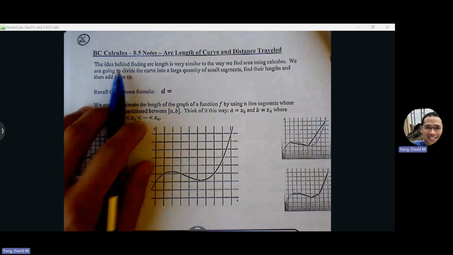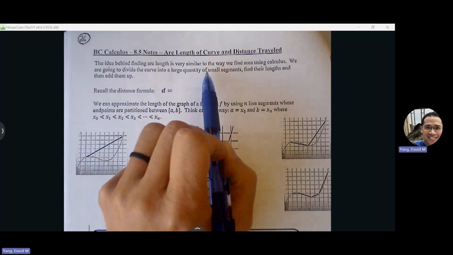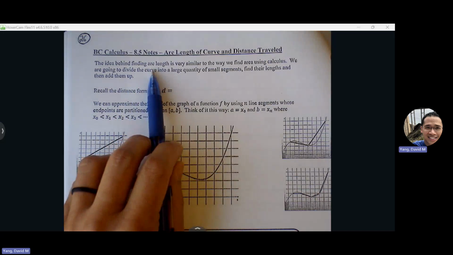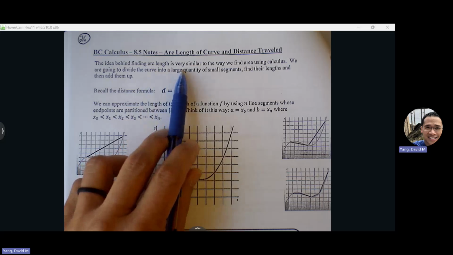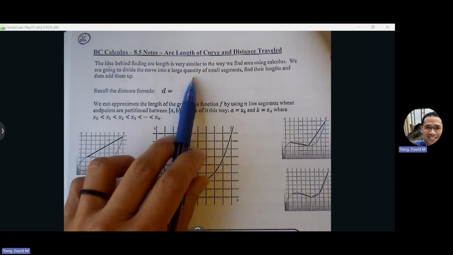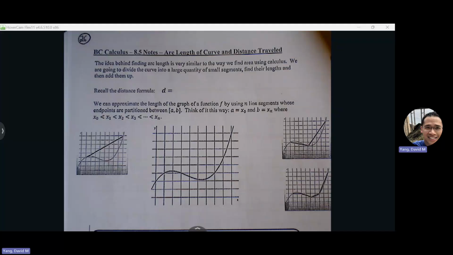Okay, so today's topic is arc length of a curve and distance traveled. We're going to be finding the distance along a curve, or the length of a curve. A lot of it comes from the idea of distance traveled, so we're going to take the distance formula and adapt it for a curved graph. The idea behind finding arc length is very similar to the way that we find area using calculus. We're going to divide the curve into a large quantity of small segments, find their lengths, and then add them up.